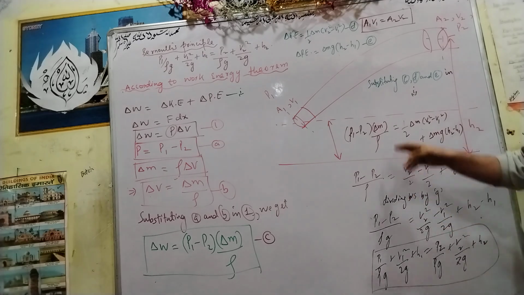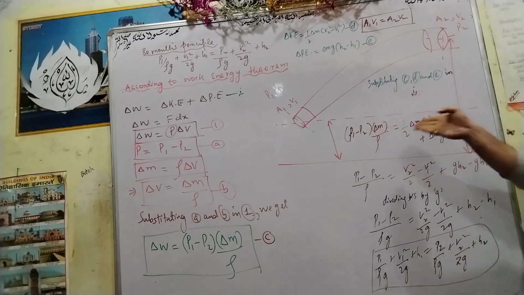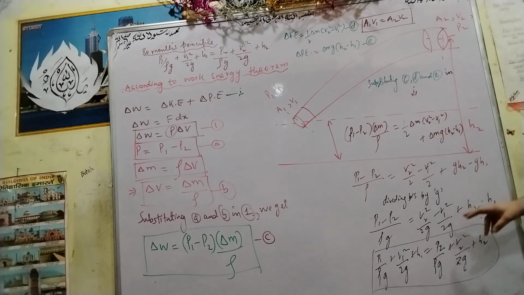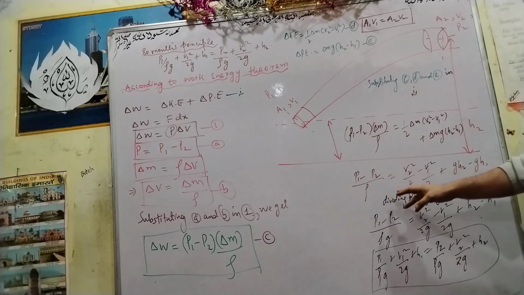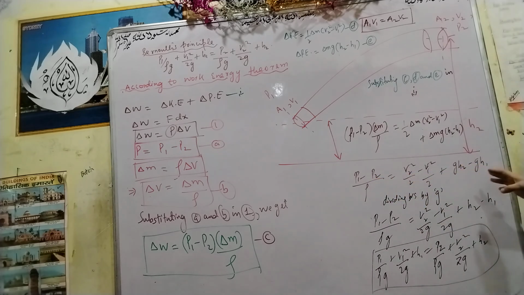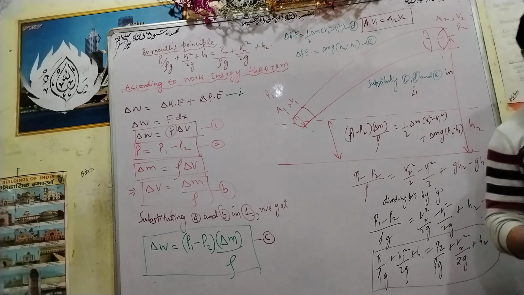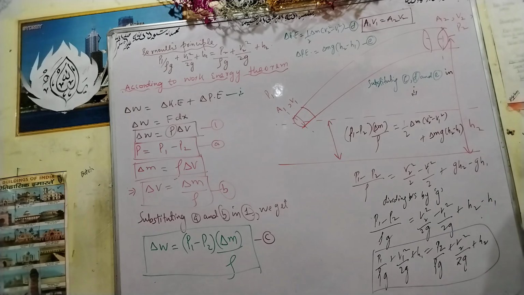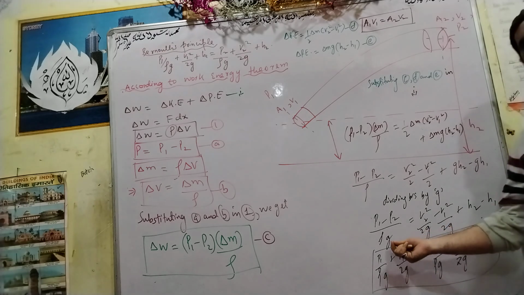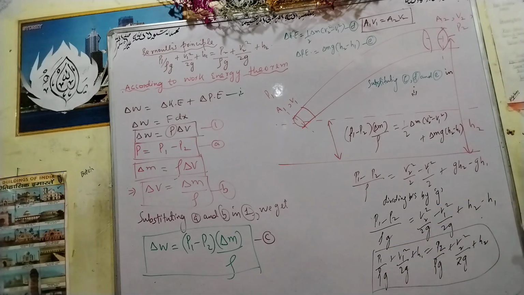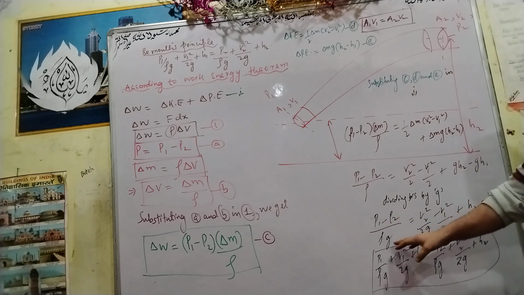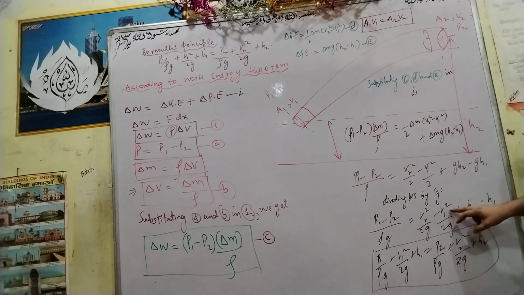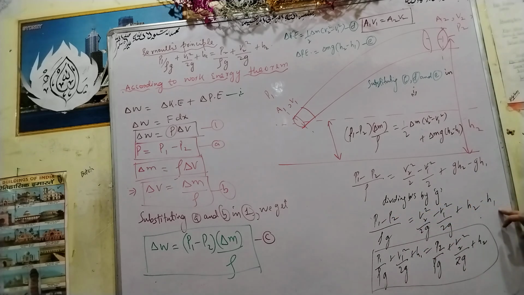Substituting these values, we will obtain this expression, and cancelling the delta M because it's present on both the terms, we will obtain P1 minus P2 by rho is equal to V2 square by 2 minus V1 square by 2 plus gH2 minus gH1. Then dividing both sides by g, because we want to obtain the heads. We want to obtain the terms in terms of heads where they have the dimension of height. That's why we need to divide it by small g. Dividing both sides by small g, we will obtain P1 minus P2 by rho g is equal to V2 square by 2g minus V1 square by 2g plus H2 minus H1, because g and g will get cancelled out here.